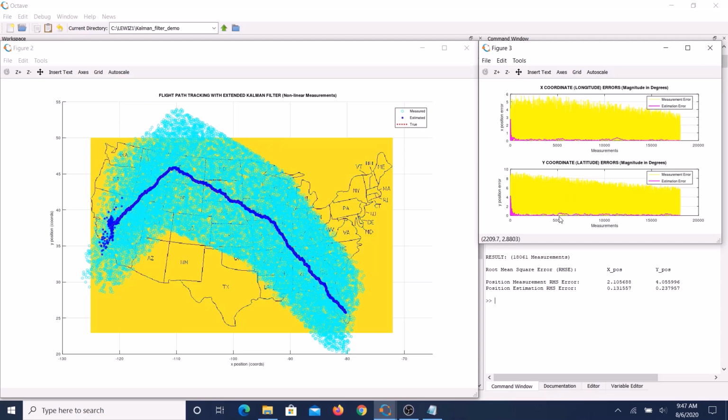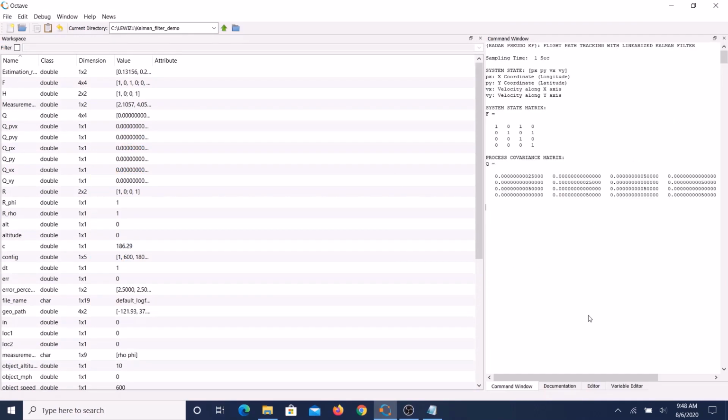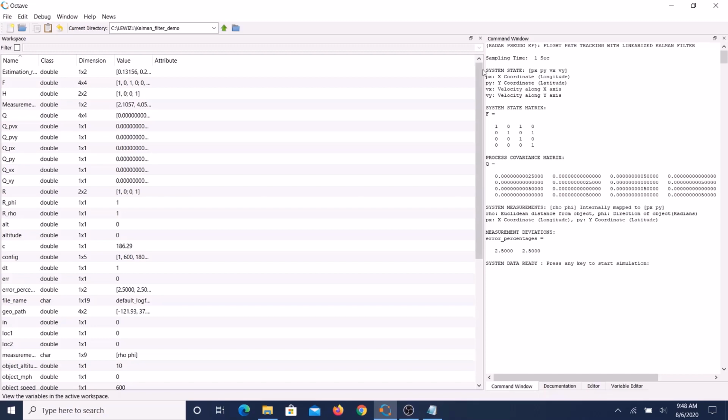So now I will show you another way in which we can use the extended Kalman filter. So in this case, we will be using the same system state as before, that is xy coordinates and xy velocities, but the system state matrix also remains the same.